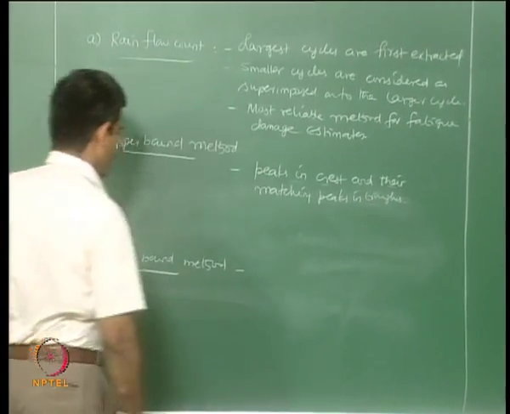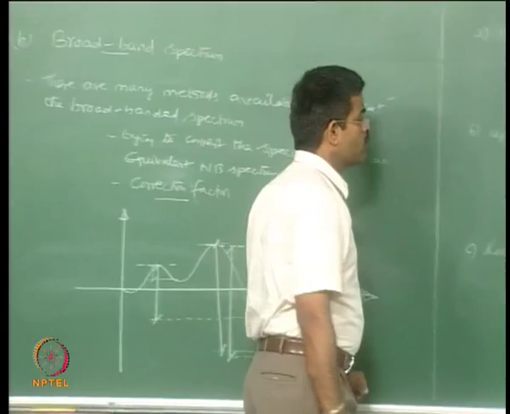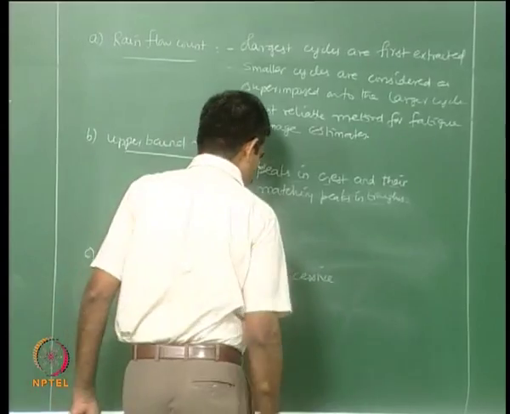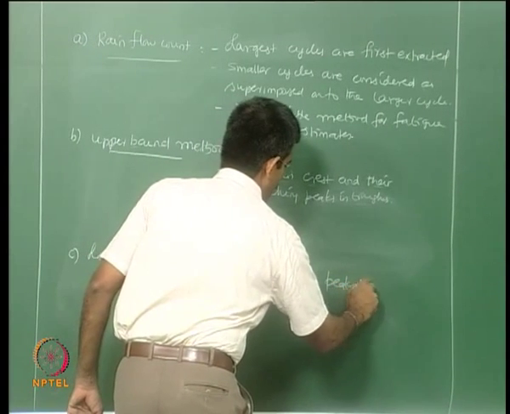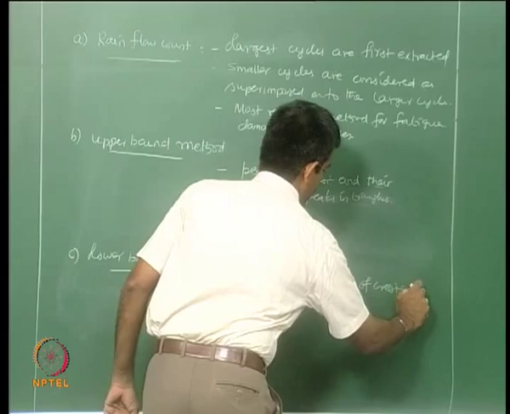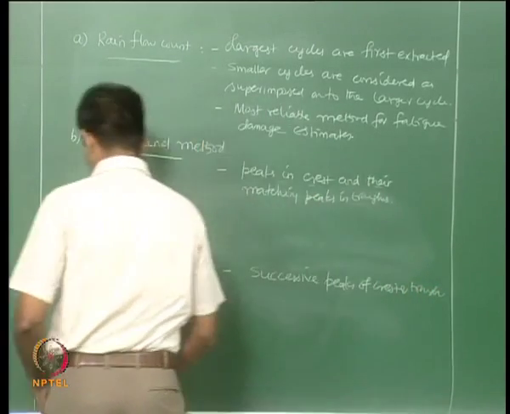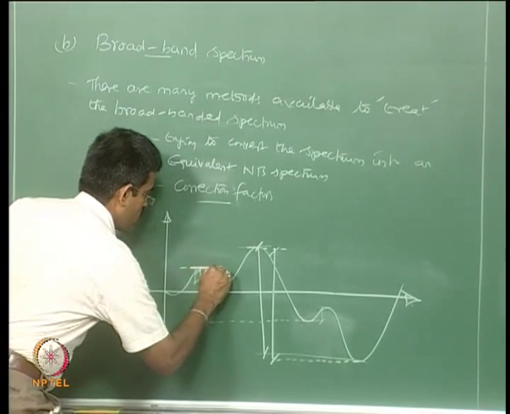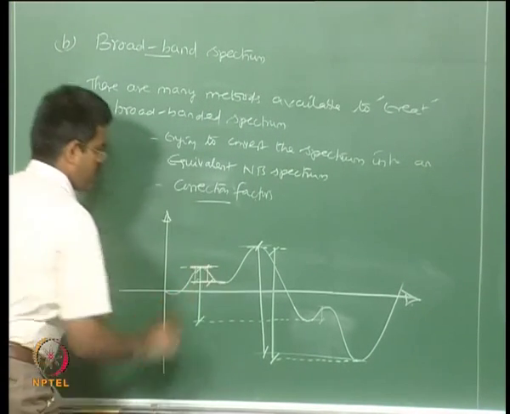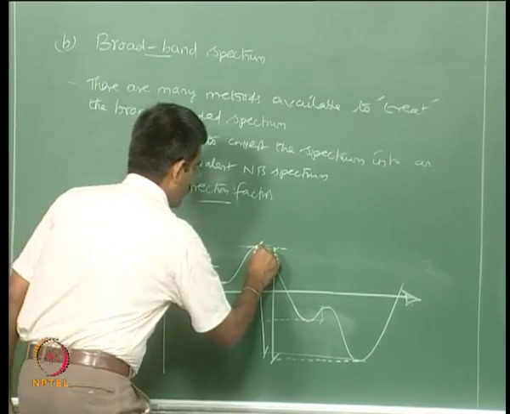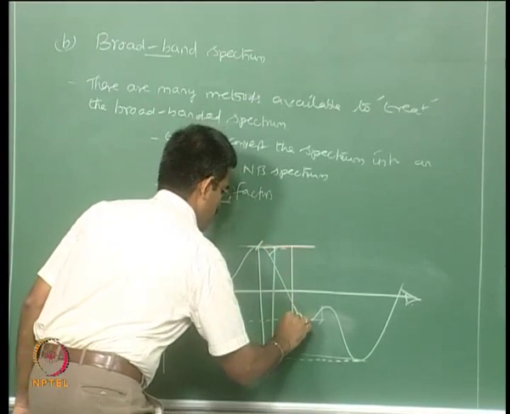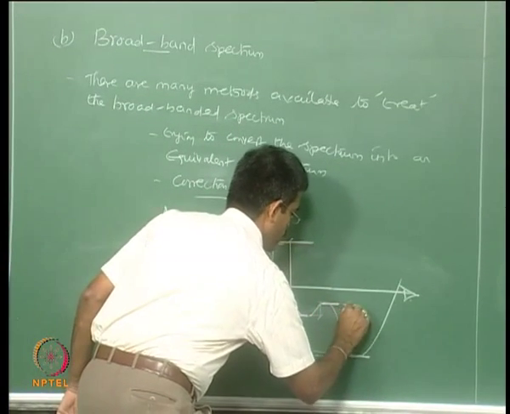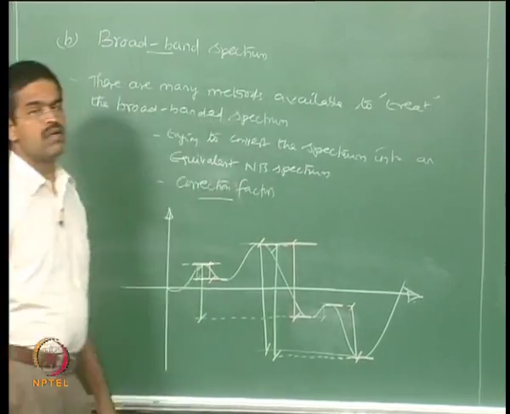fatigue damage estimate. In this case, look for the successive peaks of crest and trough, that is, look for this, look for this. These are successive values. You can see there is a peak and then there is a trough. Similarly, there is a peak and then there is a trough, and so on. So, keep on grouping them.